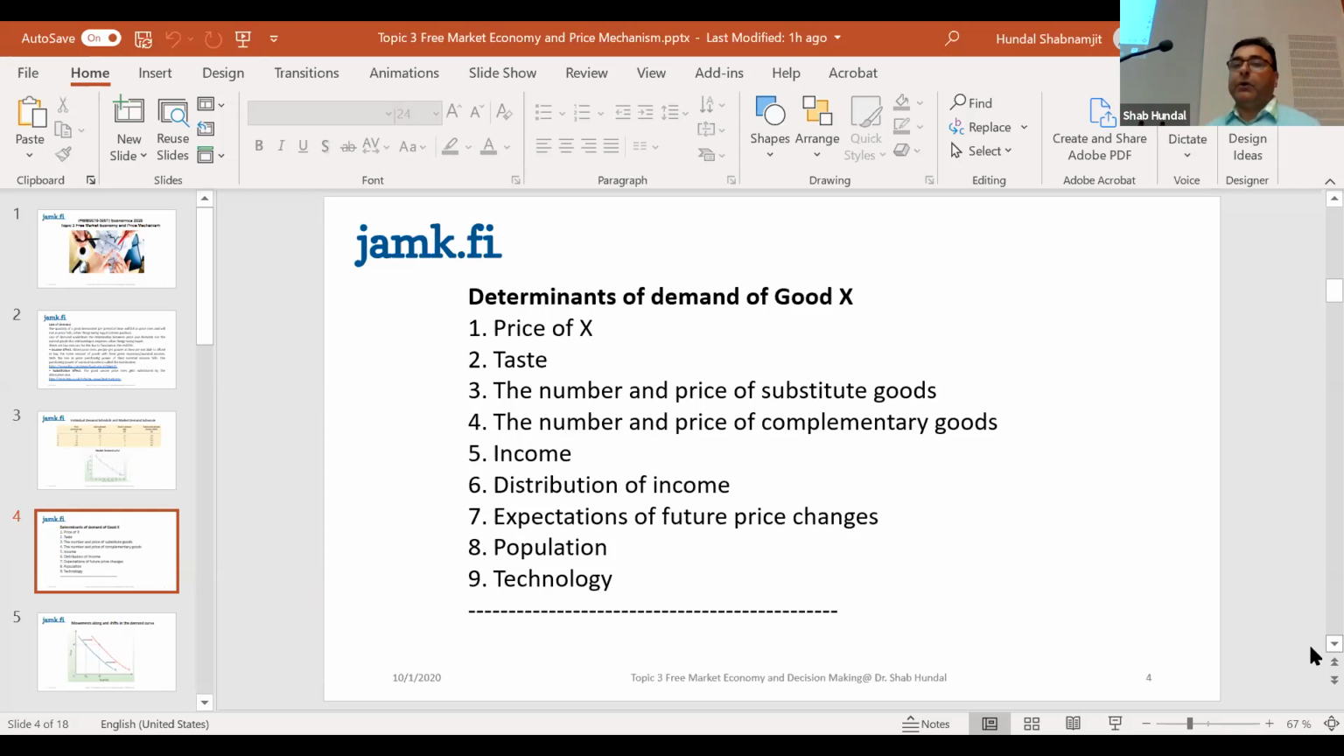Now, one thing I want to ask you, can somebody repeat the law of demand, which I said? It's very important that we revise the law of demand now. I want to hear somebody saying it.